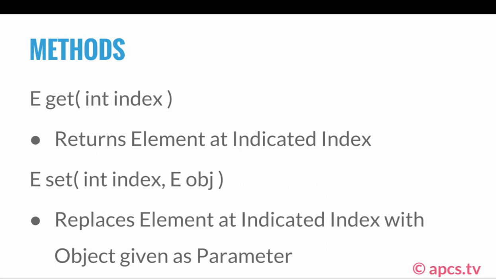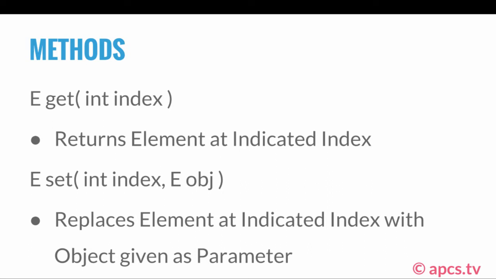So in this case we have the get method, and what this does is it returns an element at the indicated index. So let's say we have an array list named x, so we go x.get(1). What this will do is return whatever element or object is present at index 1 of the specific array list. And then the last method we'll be taking a look at is the set method.